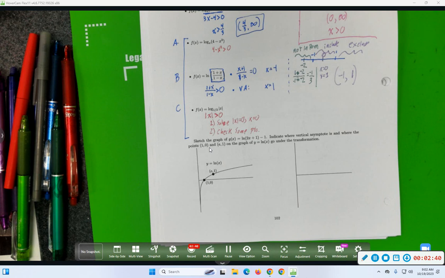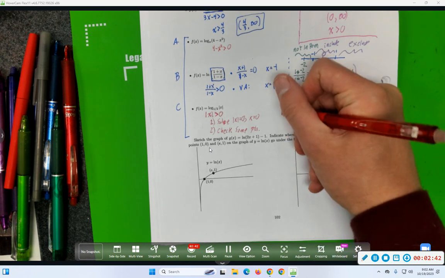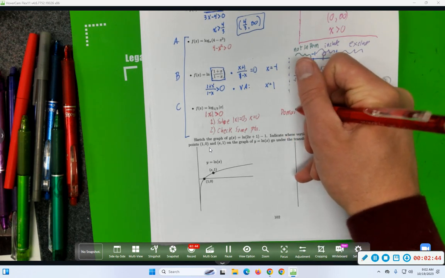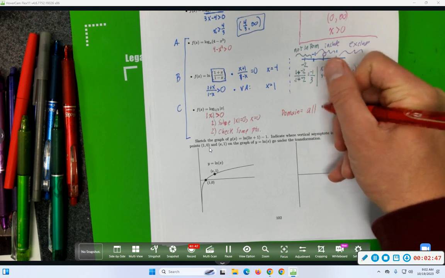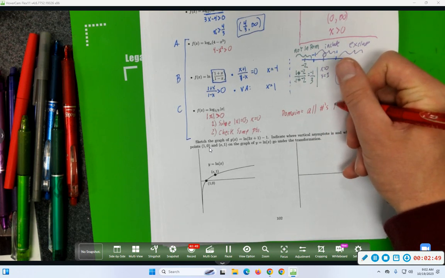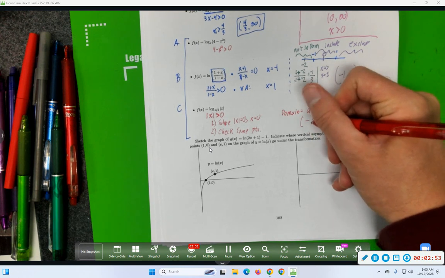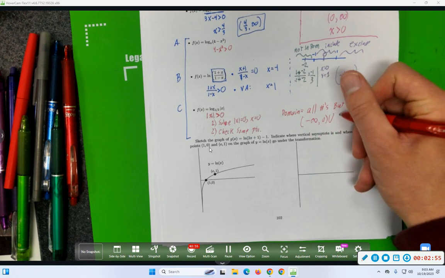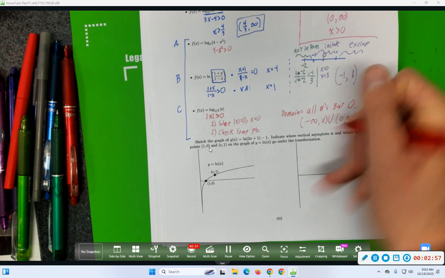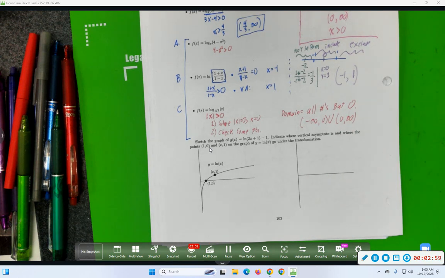All right, we talked through it, maybe we didn't write anything. It looks like the domain is all numbers but 0. Oh, I guess if you like intervals, negative infinity to 0 together with 0 to infinity. That feel pretty good? I don't know, maybe one last thing. If you wanted to check if these are correct, what's some stuff you could do?